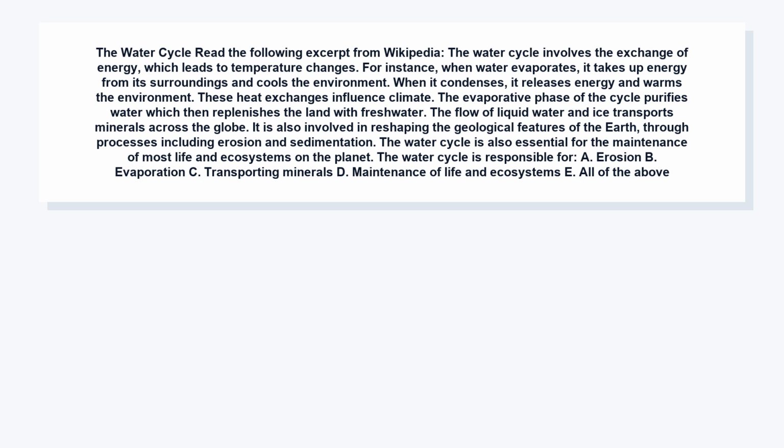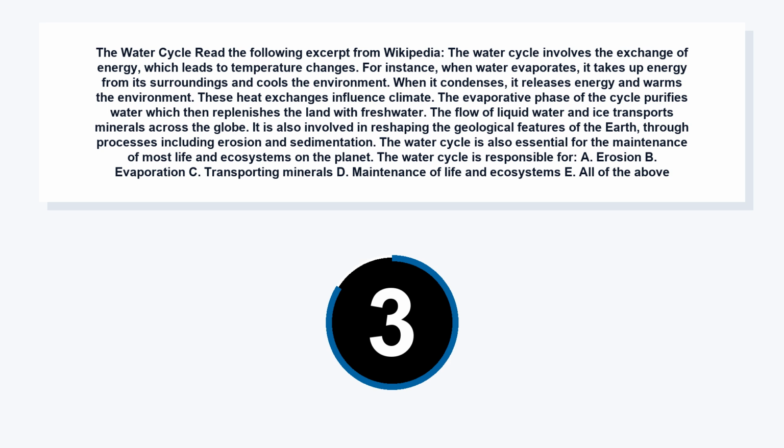The water cycle is responsible for A. Erosion. B. Evaporation. C. Transporting minerals. D. Maintenance of life and ecosystems. E. All of the above. E. All of the above.